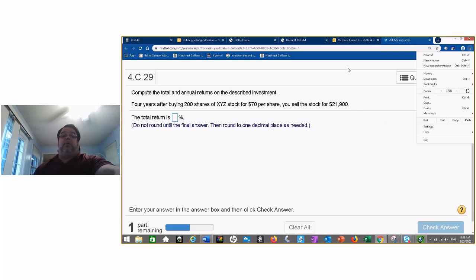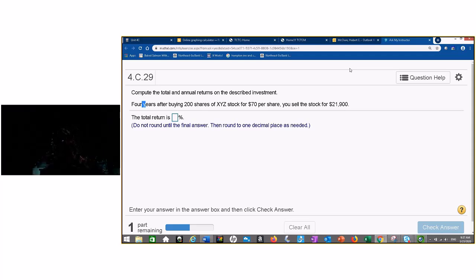There it is. Dang, I should have pulled the other ones up like that. I don't know why I didn't. Oh, well. Compute the total annual returns for the subscribed investment. 4 years, meaning that's how long you kept the stocks, after buying 200 shares at $70 per share. So at that point, you're going to multiply 70 times 200, okay? You sell the stock for $21,900.